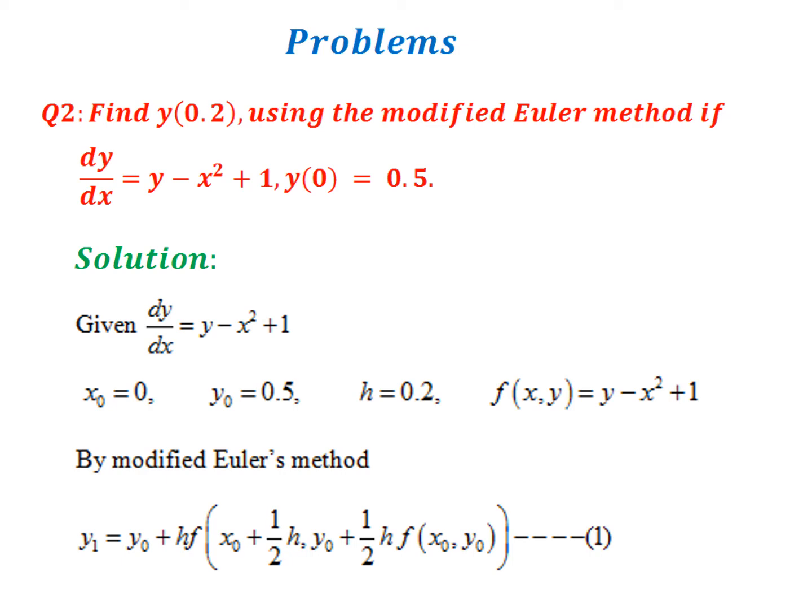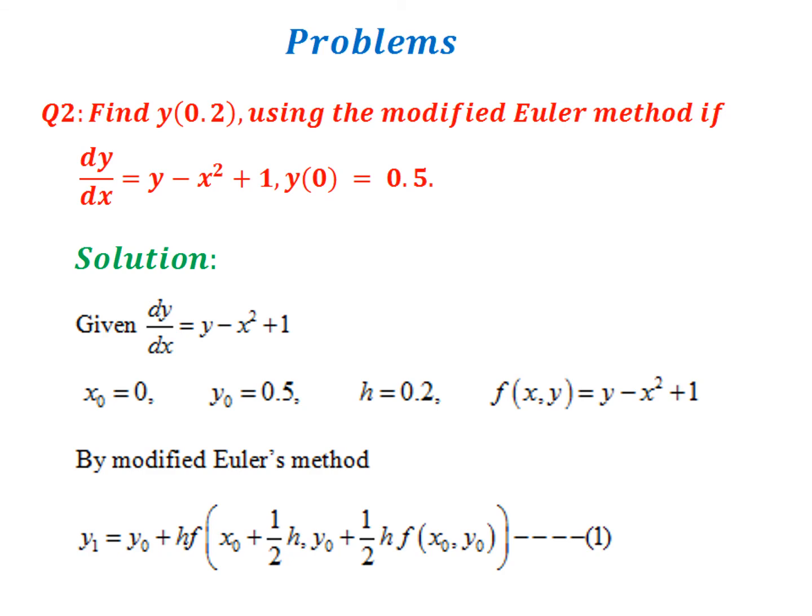Look at this. Given dy by dx is equal to this, and x naught is equal to 0 and y naught is equal to 0.5. And h is equal to x1 minus x naught. We will get 0.2 minus 0, which is 0.2. We are taking this dy by dx as f of x comma y. All those things are same.